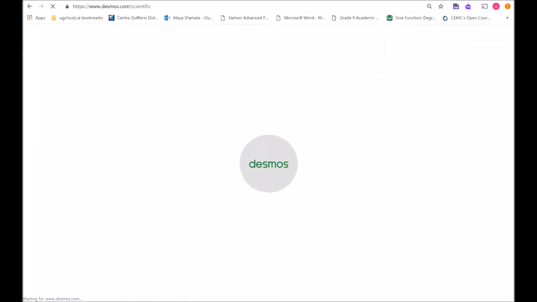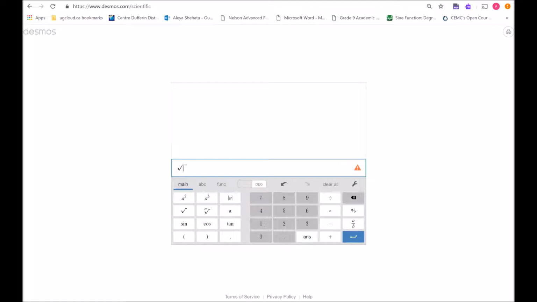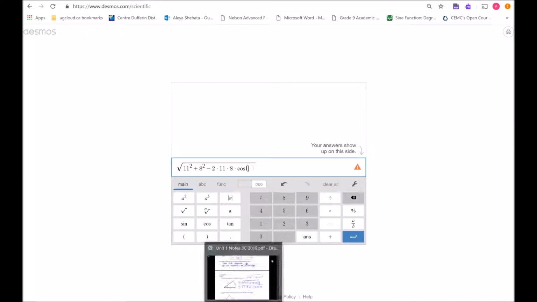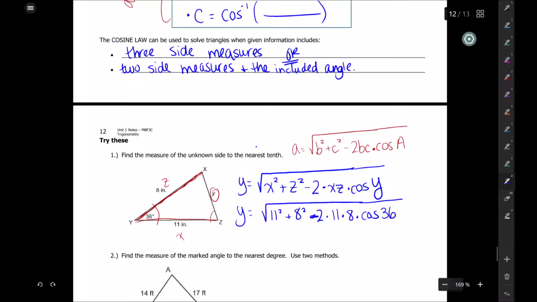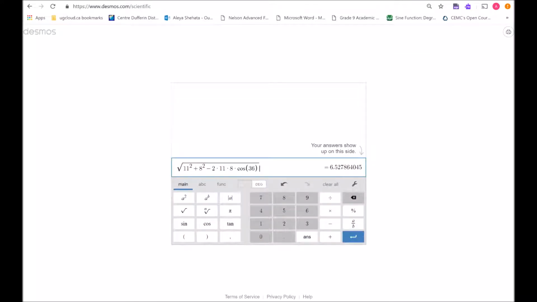So I'm going to go to Scientific Calculator here. I'm going to click on the square root button right here, and I'm literally going to type in every single thing I see as long as it's underneath the brackets here. So here I'm going to type in 11 squared, plus 8 squared, minus 2 times 11 times 8 times the cosine of 36. Okay, I'll close my bracket. If you notice right here, this is exactly what we have written right here. If I press enter, this is my answer right here.